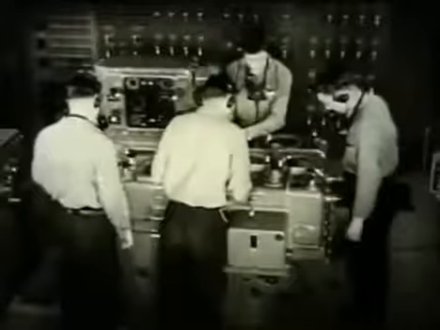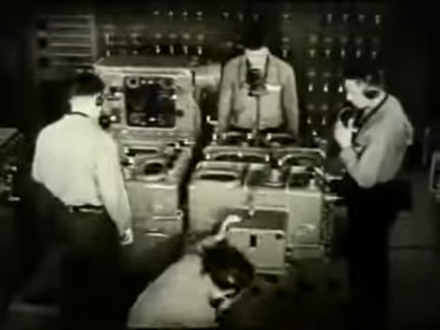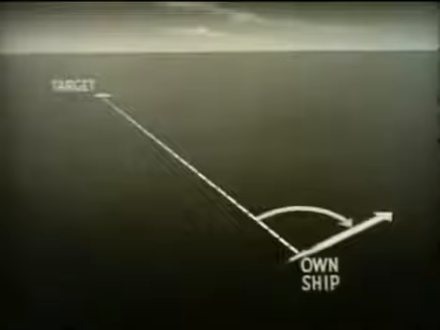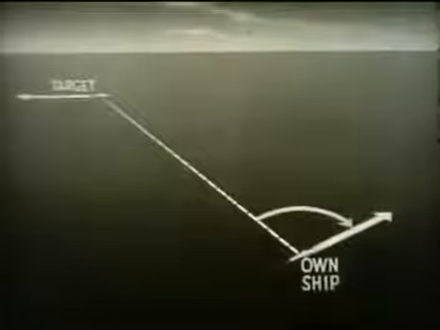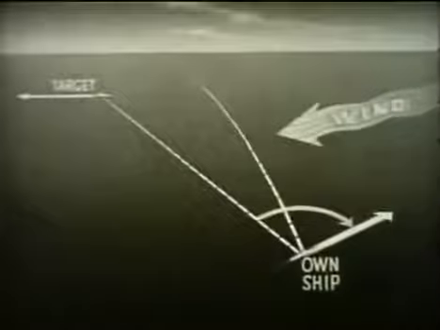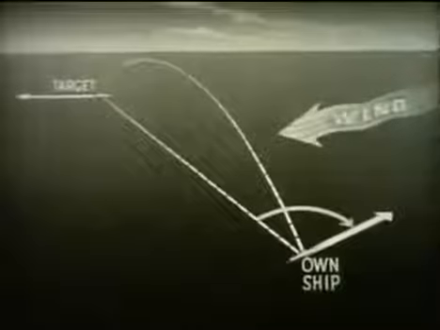Fire control computers solve fire control problems. Their solutions depend upon own ship's course and speed, target's range, target's bearing, target's course and speed, wind speed and direction, initial shell velocity, and other factors up to a possible total of 25.